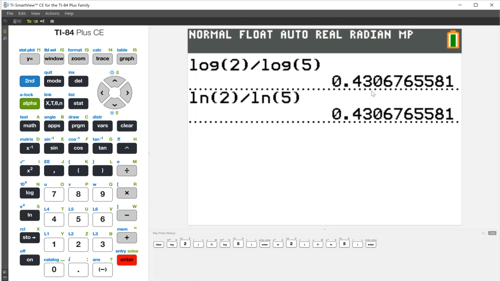And notice we get the same thing that we got when we used the common log, and that's because we started out with the same log base 5 of 2, and we just transformed it into an equivalent form using a different log. So these both are the same, they're equivalent versions of the same log, just using different bases. So that's kind of cool.